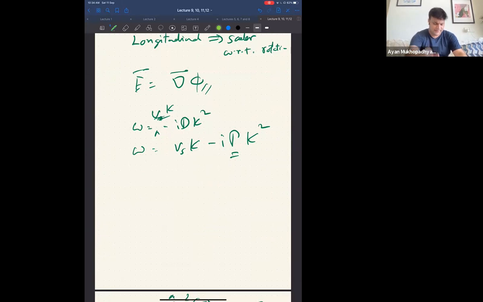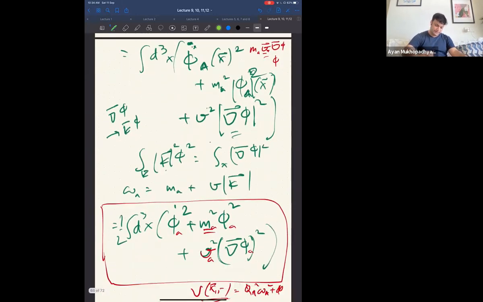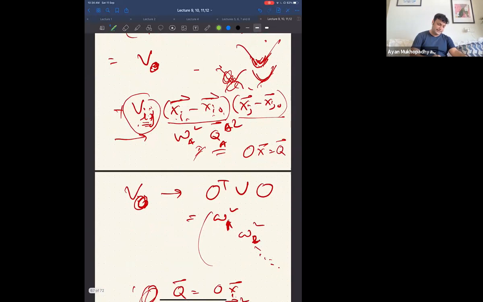Okay, have you seen this written, the Hessian matrix? This is called the Hessian matrix. It is often called the Hessian matrix.